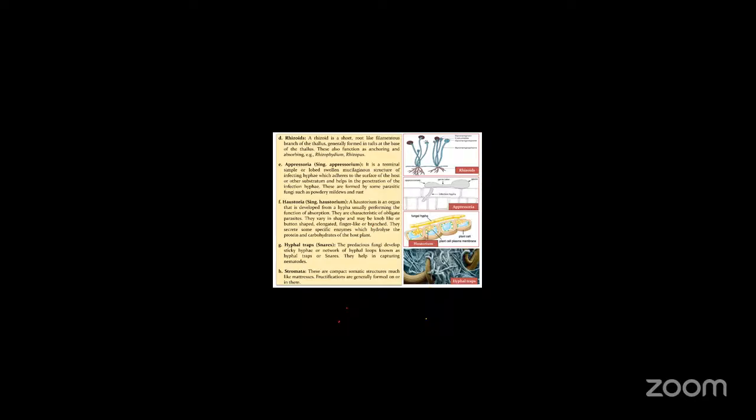So the next one is the haustoria. Haustoria is the plural word and haustorium is the singular. A haustorium is an organ developed from a hypha, usually performing the function of absorption of food material. This is an obligate parasite character. They vary in shape.